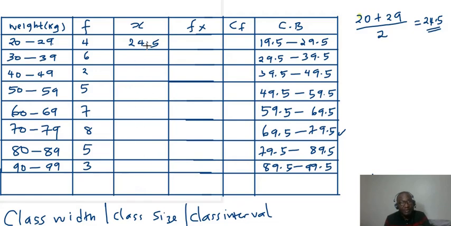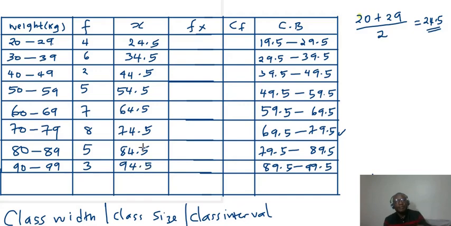But if you're not conversant with that, you can keep on taking the average here. For now, we are going to be adding the class width. So plus 10, which is our class width, we get 34.5, plus 10, you get 44.5, plus 10, we get 54.5, plus 10, 64.5, plus 10 here, we get 74.5, plus 10 here, we get 84.5, plus 10 here, we get 94.5. Alright, so the next thing is we are going to get f times x, fx.